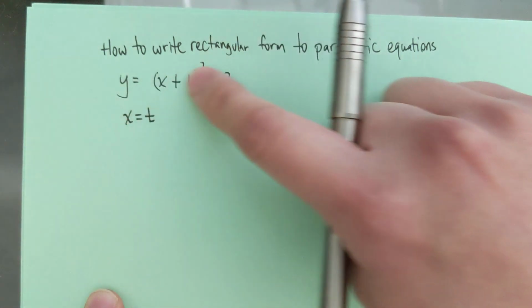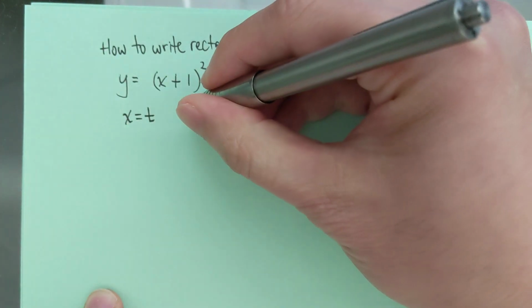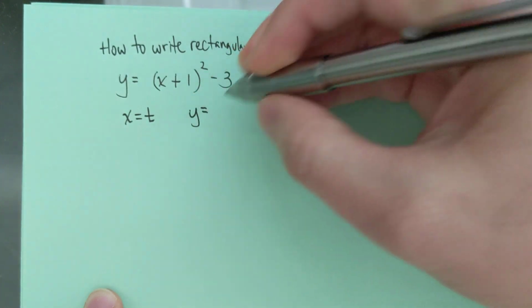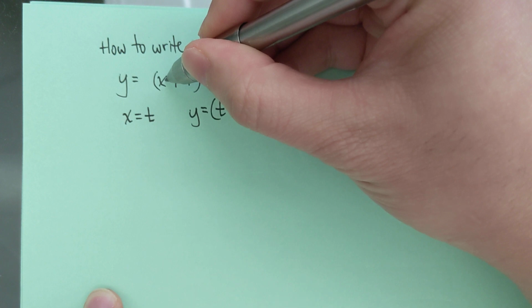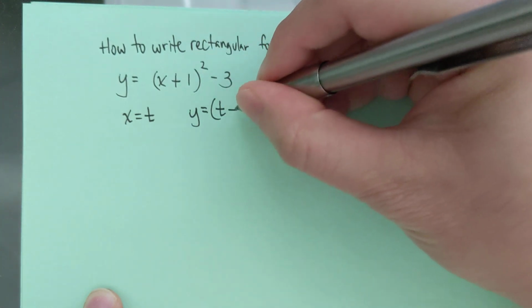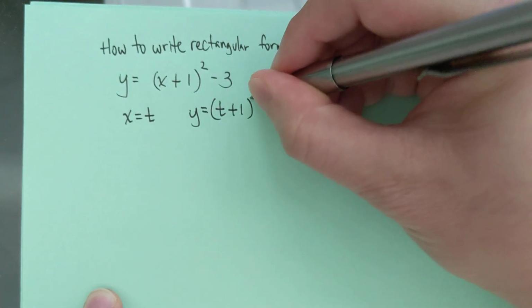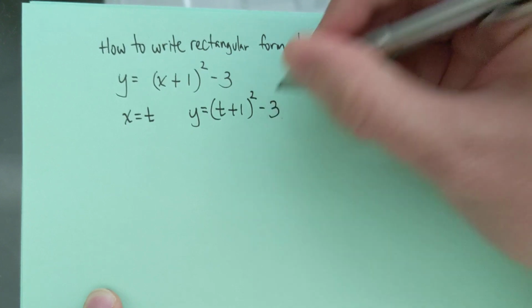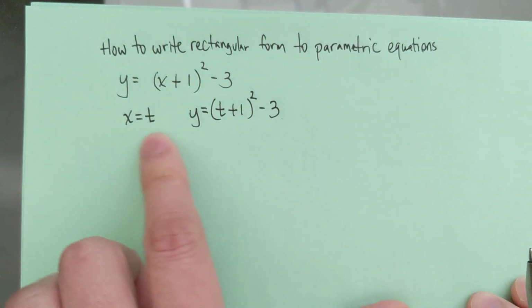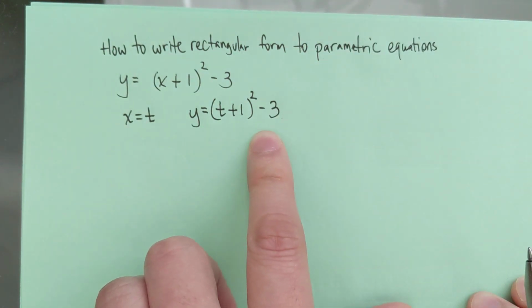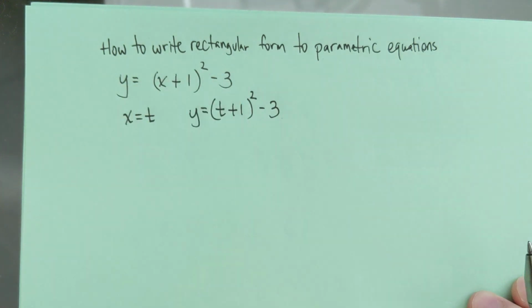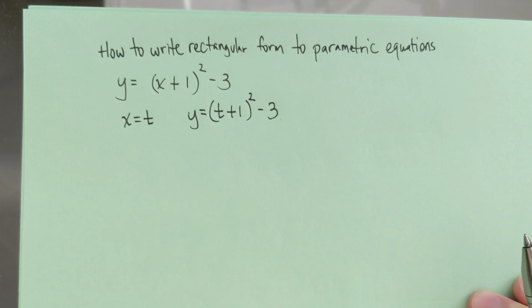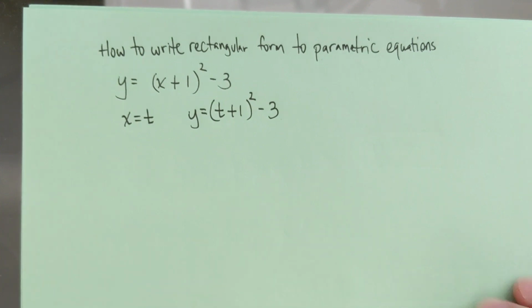So if you look at this equation right here, all I am doing is plugging in t for this one right here and copying the rest. And right there we have a set of parametric equations that represents this quadratic equation. And we are done. That's very simple. But you can make an even more complicated one.